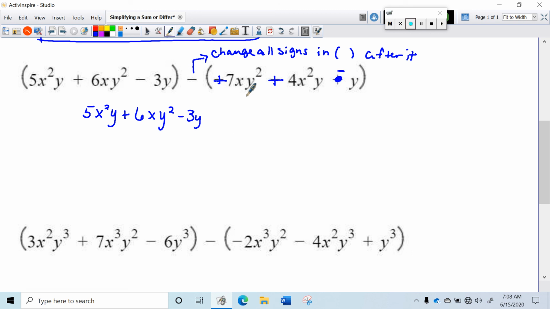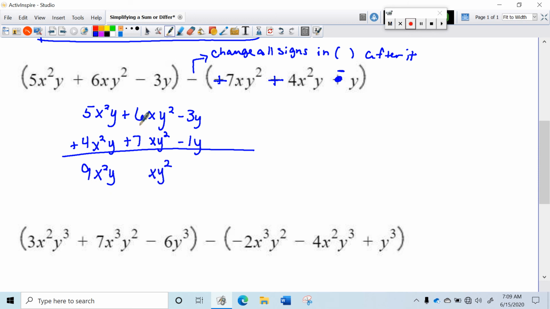So for my xy squared, I'm going to have a positive 7. For my x squared y, I'm going to have a positive 4. And for my y, I'm just going to have a -1. If there's no number, it's assumed to be a 1. Okay, so for my x squared y's, 5 plus 4 is 9. For my xy squared, 6 plus 7 is 13. And for my y's, I have a -3 and another -1. That's a total of 4 negatives.